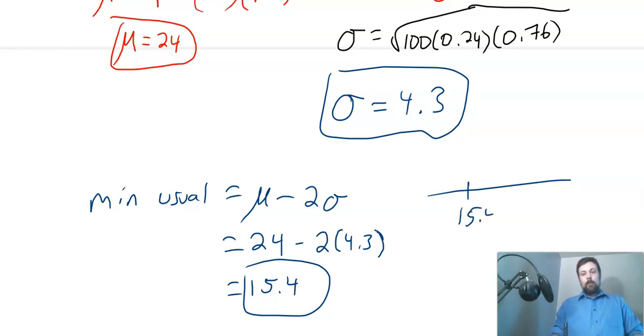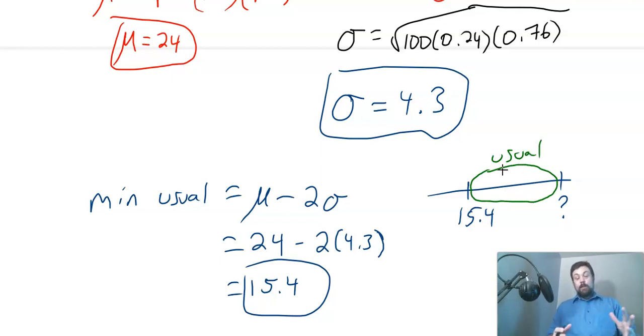15.4. I don't know the maximum. I didn't calculate it. I don't need it for this problem. But it's some number up there, right? And this is the range that we consider to be usual. So any number of blue M&Ms in this range would be considered normal or typical given the numbers that we were provided, and it wouldn't raise any eyebrows, right?